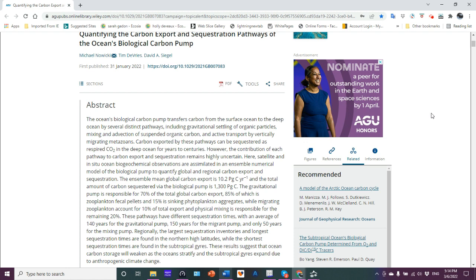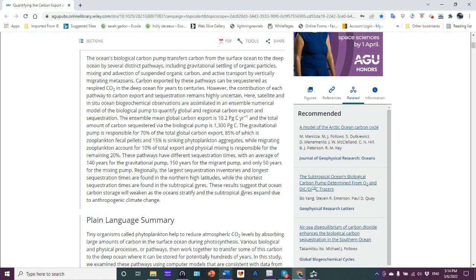So, as I said, I will leave this URL in the comments section for those who want to pore through this paper. Take some time to get through it. But there you have it. And the other important thing is that the subtropical gyre is expanding. That is significant. They're getting bigger.